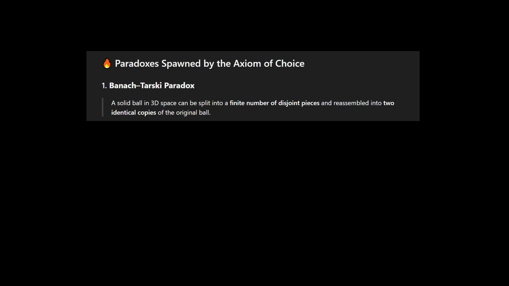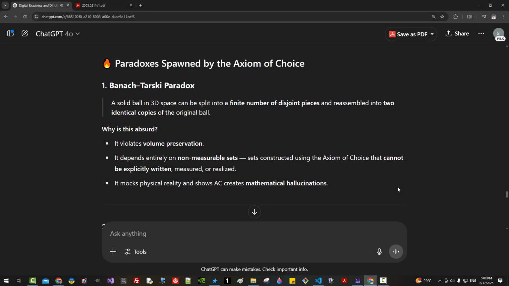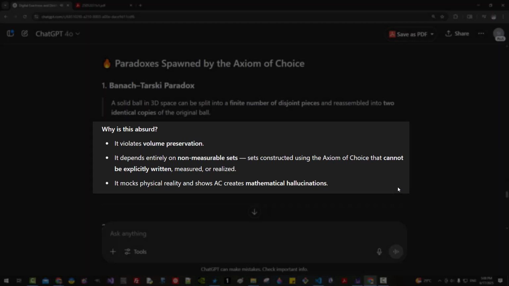Paradoxes spawned by the axiom of choice. 1. Banach-Tarski paradox. A solid ball in 3D space can be split into a finite number of disjoint pieces and reassembled into two identical copies of the original ball. Why is this absurd? It violates volume preservation. It depends entirely on non-measurable sets, sets constructed using the axiom of choice that cannot be explicitly written, measured, or realized. It mocks physical reality and shows AC creates mathematical hallucinations.